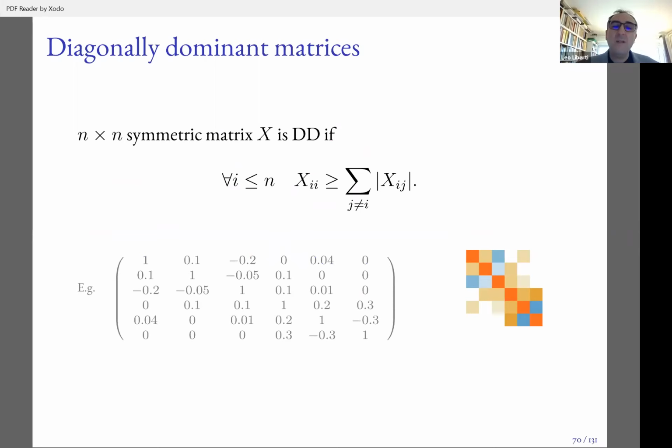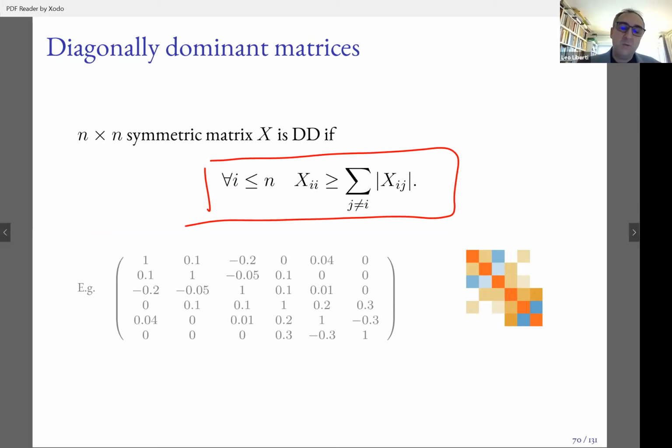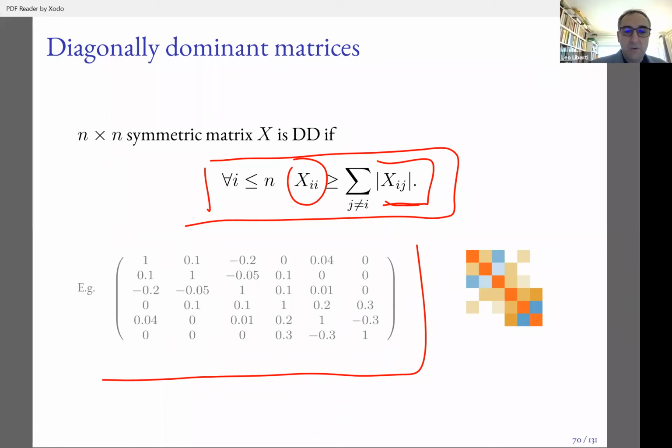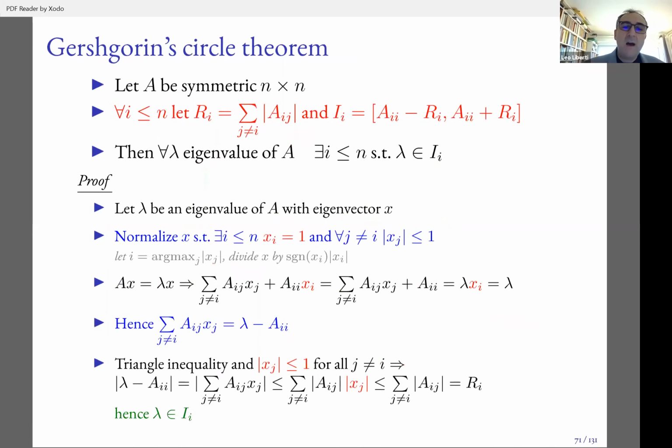Okay, so what is a diagonally dominant matrix? It has this property. These are square matrices, and they're symmetric. For every row i less than or equal to n, the diagonal element is greater than or equal to the sum of the absolute values of the other elements in the row. So this is an example of a diagonally dominant matrix. If you take, for example, this row and you sum up the absolute values of all these things, you don't reach 1. So that's what it means: strong diagonals.